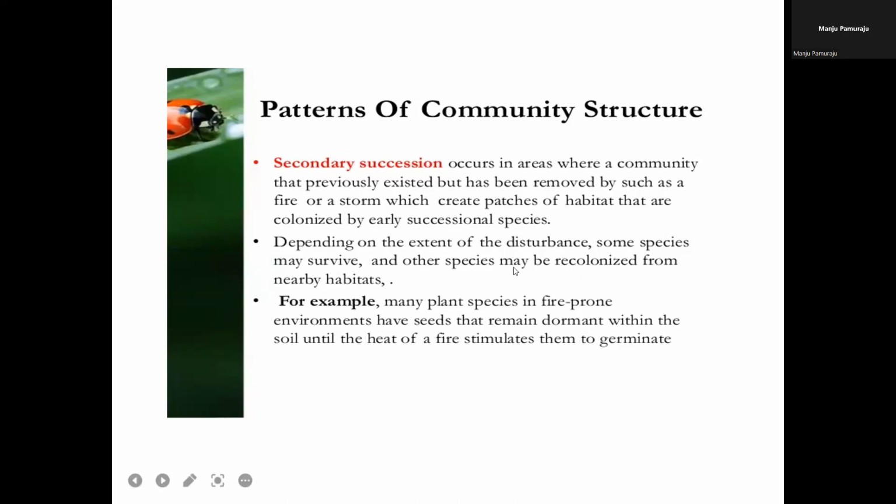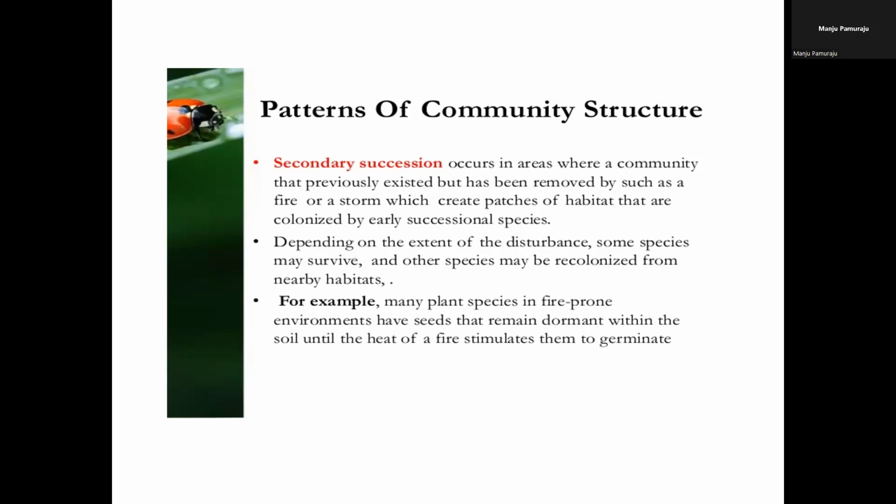So after some time, the germination of these plants may take place. This is called secondary succession. For example, many plant species in fire-prone environments have seeds that remain dormant within the soil until the heat of the fire stimulates them to germinate. After which, the germination of the seeds will take place, and again the succession will start.